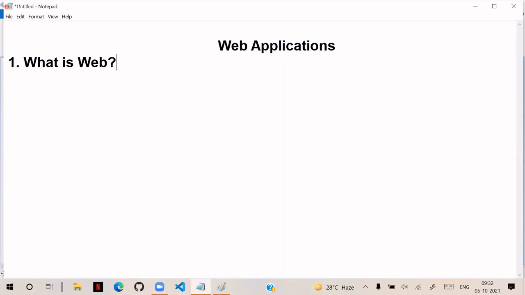Before understanding web, in order to understand web applications, actually we have to start with network. What is a network?